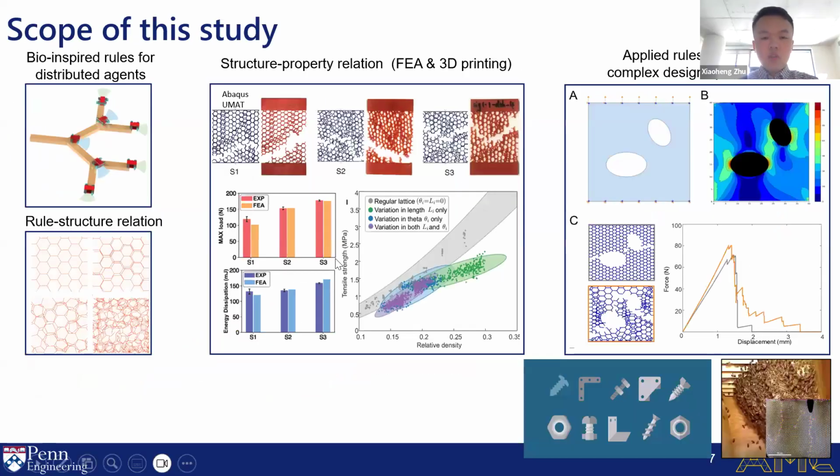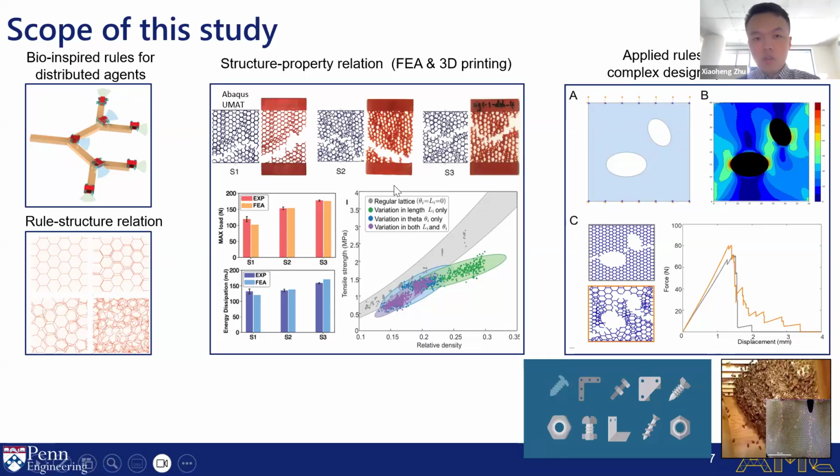So for the scope of this work, because it's relatively a new idea, we have got 3 important parts. The first one is that we should have some rules for distributed agent. We majorly focus on the bifurcation rule. So with all of these rules, then we will use these rules to generate thousands of the architecture structures. So with all of these structures, this is called the rule structure relations. So after we get the rule structure relations, the next question for us is that we need to extract the mechanical property of these architecture structures.